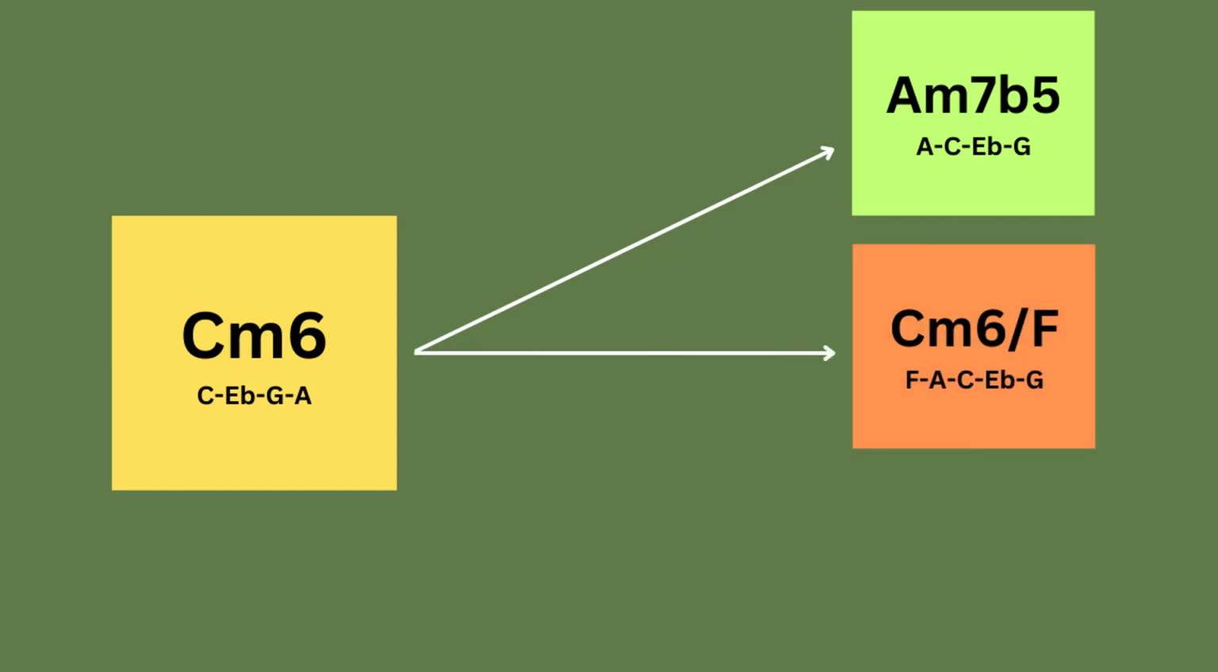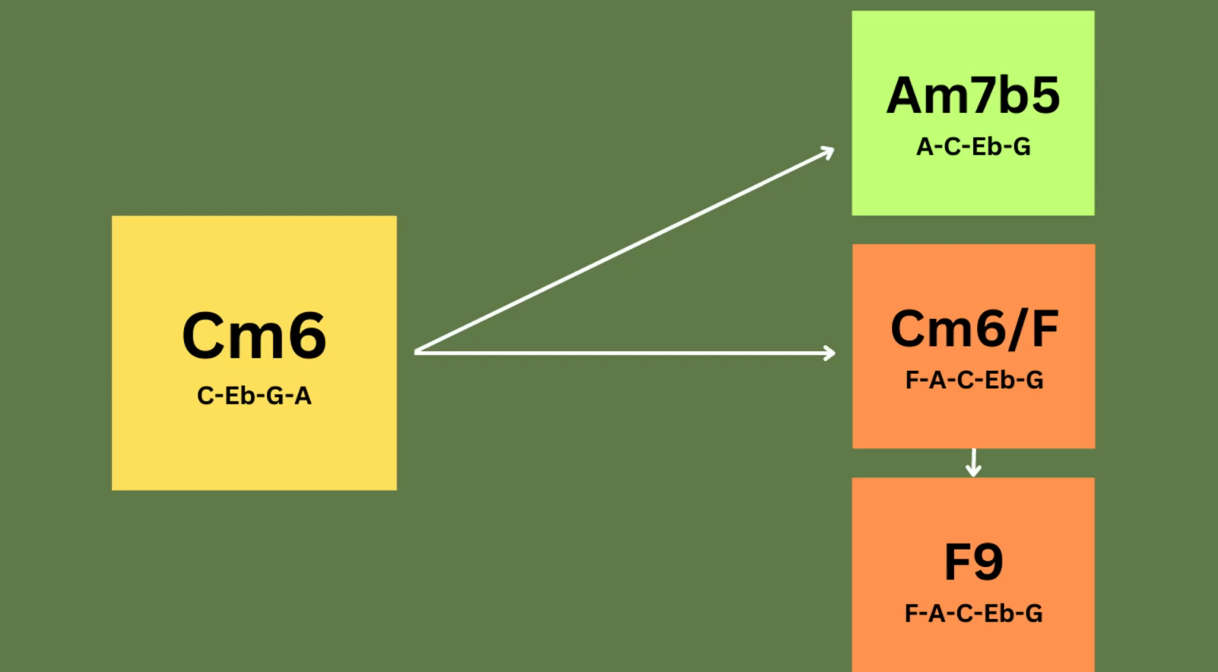In a previous video, we also looked at the idea that we could play the minor 6th chord on the 5th of a dominant 7th chord, and this would produce the sound of a dominant 9th chord. So a C minor 6th with an F bass would contain the notes F, A, C, E flat, G. And these, of course, are the same notes that are found in an F dominant 9th chord. Right then, well, that's where we're up to so far. Now, we're ready to take it a step further.